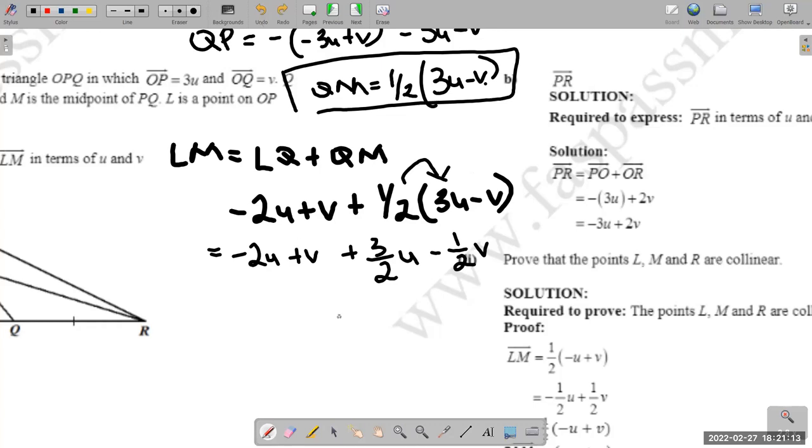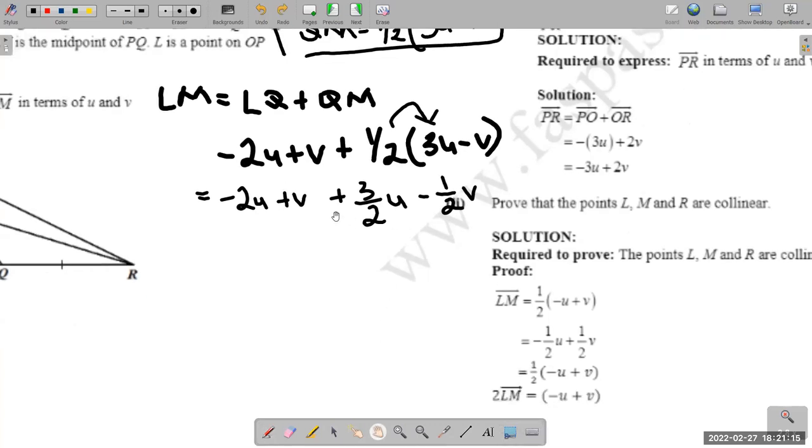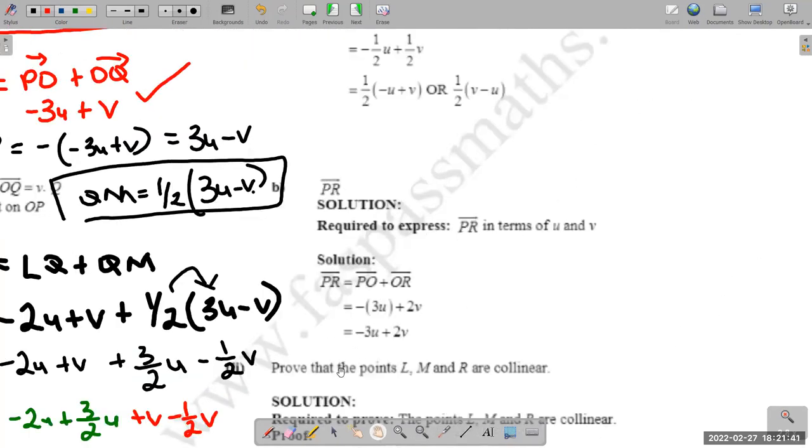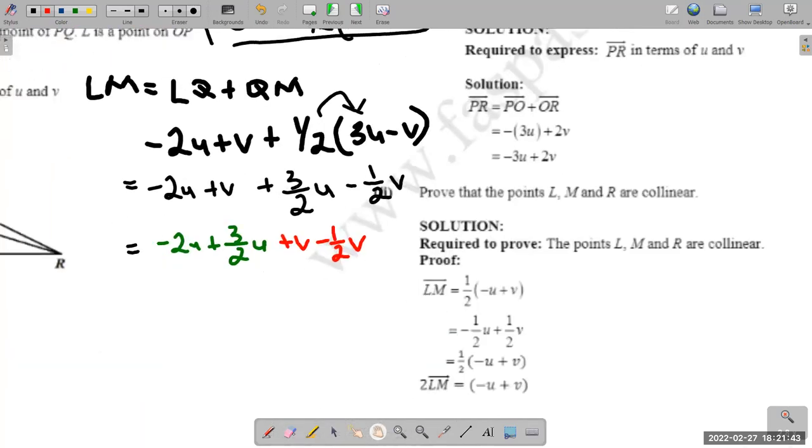This is where your calculator comes in now. If you try to work this out by yourself, this is where you're gonna make some mistakes. So let's group all of our like terms. Let me use green for the u: -2u plus 3 over 2u. Let's use red for the v: plus v minus a half of v. Everybody see that? Talk to me.